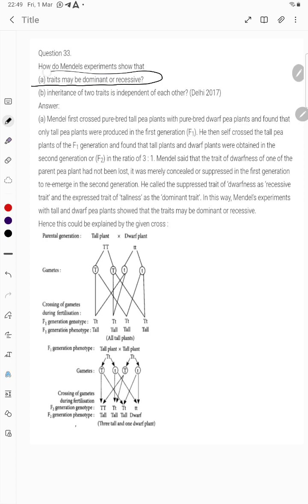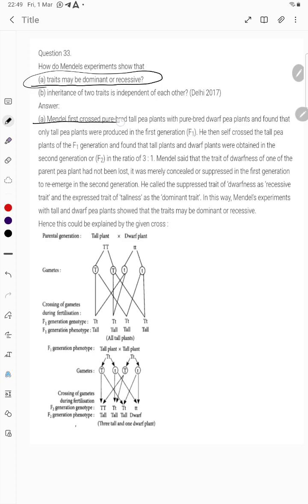Traits may be dominant or recessive. Dominant means that the trait is going to be exhibited, student. Recessive traits do not get exhibited in the case of the impure one. In case of impure, meaning if both are there, the dominant will be exhibited. But in case both are recessive, then they also get exhibited, student.